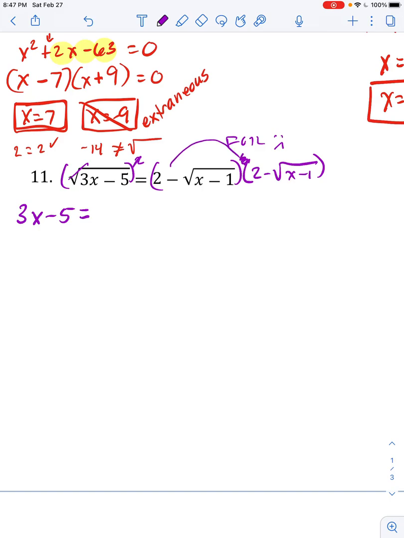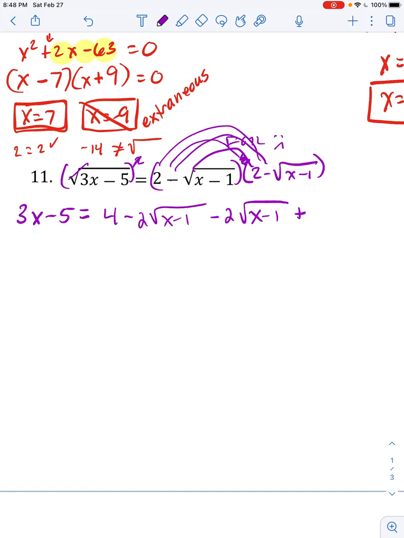Okay, so first is easy, 2 times 2. Then this is going to be a minus 2 root x minus 1. The inside is actually going to be the same. Wouldn't it be lovely if they canceled out? But they don't. Then the 2 last terms, negative times negative makes positive. Root x minus 1 times root x minus 1 actually just gets rid of the root and leaves me with an x minus 1.